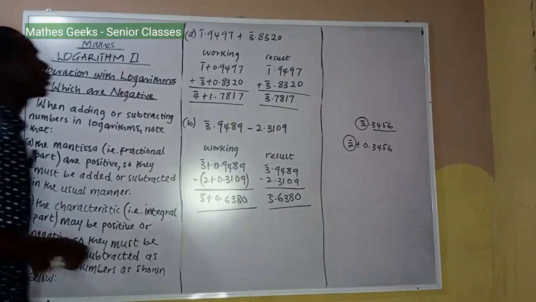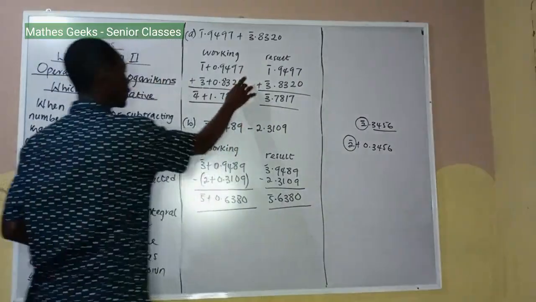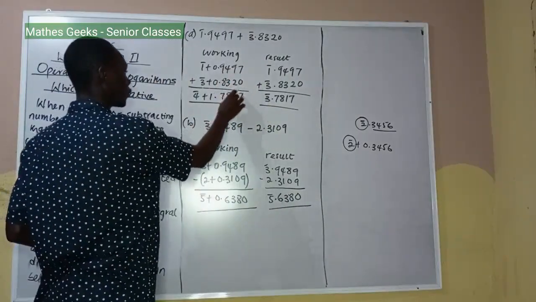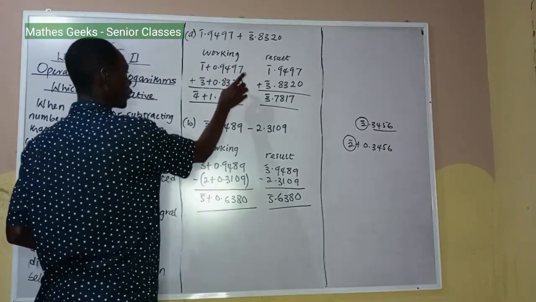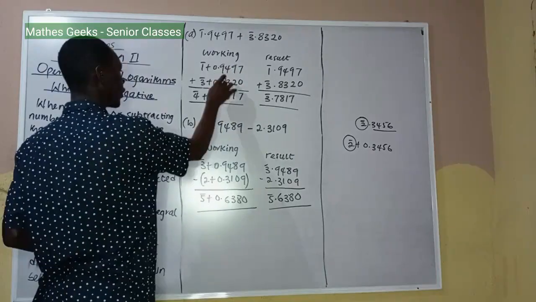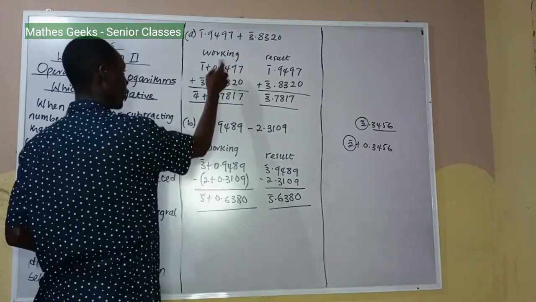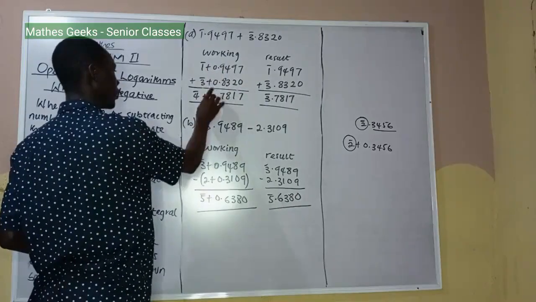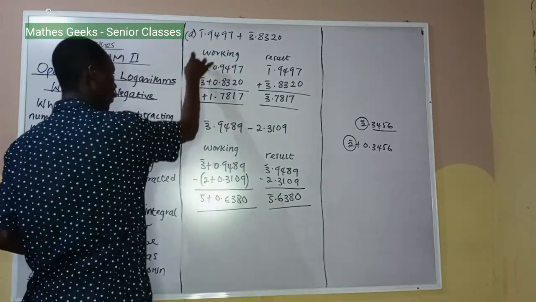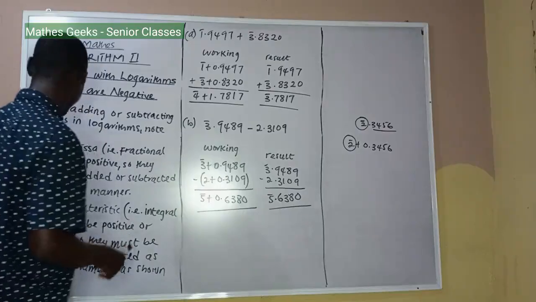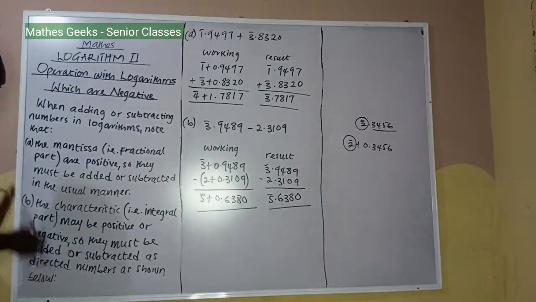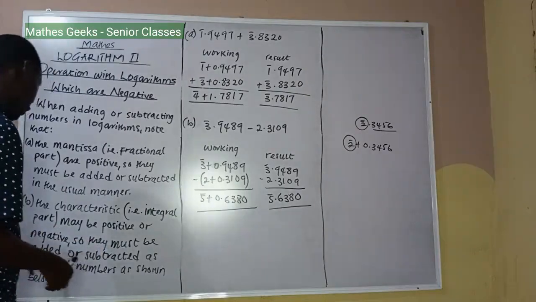Okay, so now let's go on. 7 plus 0 gives us 7, 9 plus 2 is 11, 1 carry 1, 4 plus 3 is 7 plus 1 carried over is 8, 9 plus 8 is 17, so 7 carry 1 over, 0 plus 0 is 0 plus 1. We're going to have 1 here. So now on this side, this is what we mean by addition. For the characteristic, addition and subtraction must be done as directed numbers.